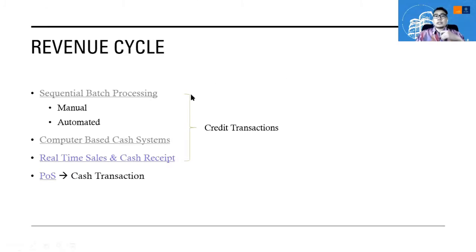Now, I divided the revenue cycle here. These three processes, sequential batch processing, computer-based cash systems, and real-time sales and cash receipts, are the credit transactions, while the point of sales is the cash transaction. Now, let's look at sequential batch processing first. We divide it into two, which is the manual batch processing and the automated batch processing.